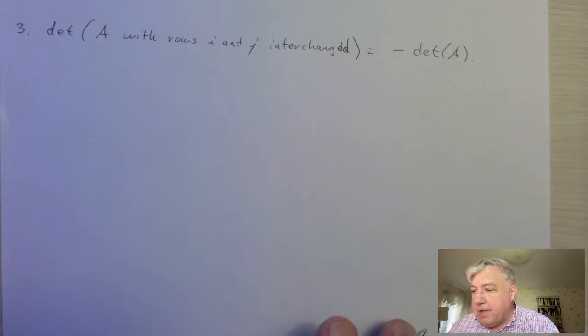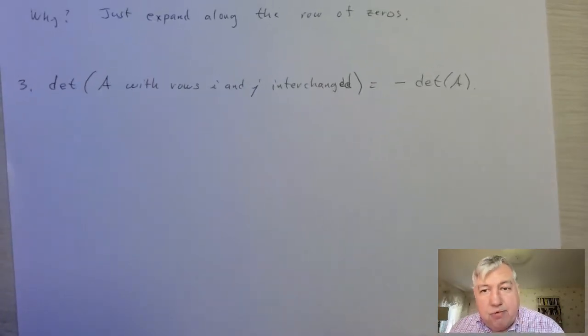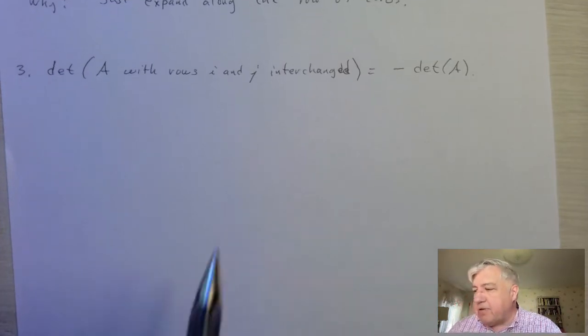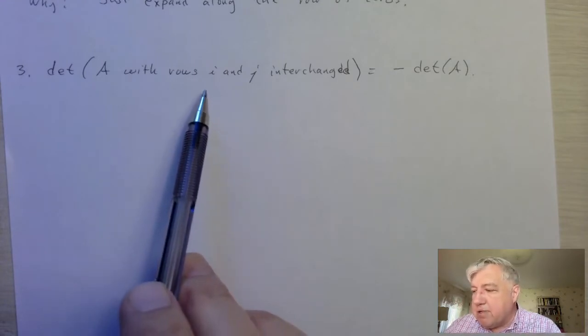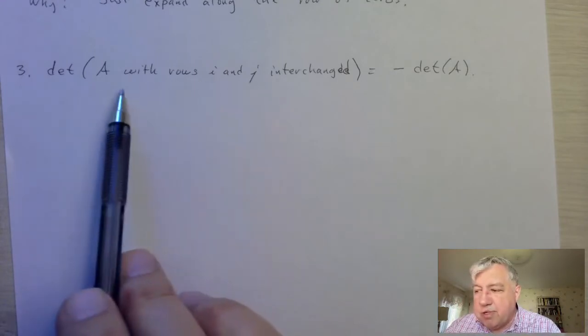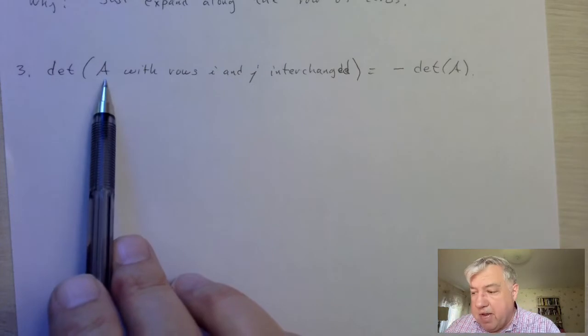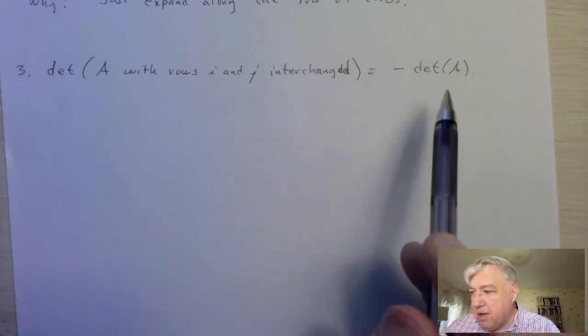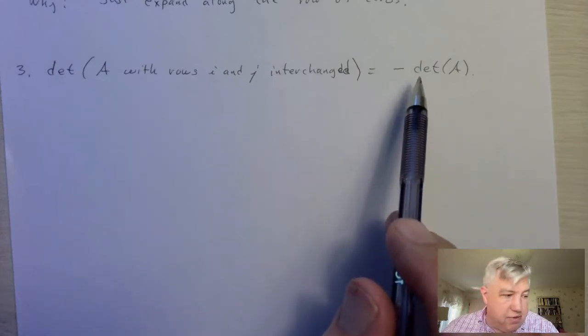Okay, next. Now the next three are going to have to do with elementary row operations and how performing a single elementary row operation on a square matrix affects the determinant. Well, in this first case, let's consider interchanging two rows in a matrix. How does that affect the determinant? Well, it changes the sign of the determinant.